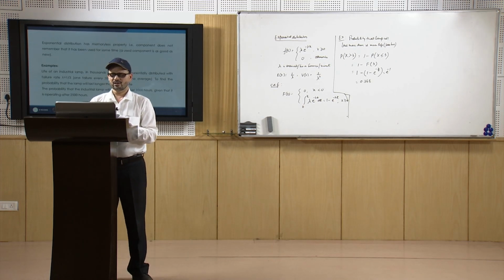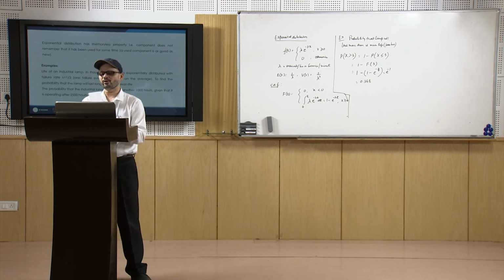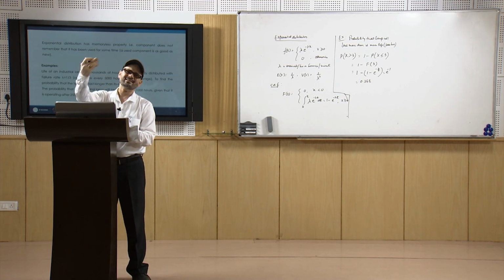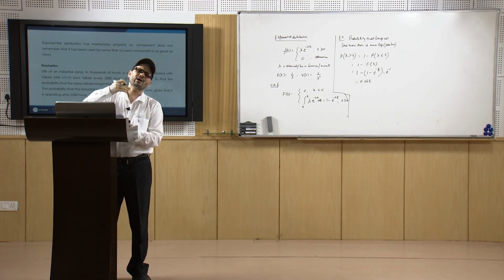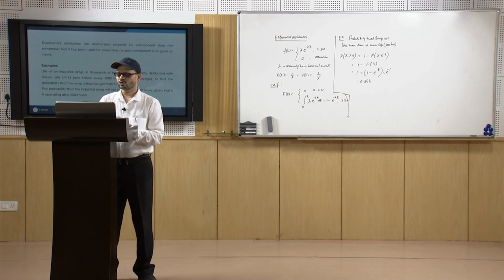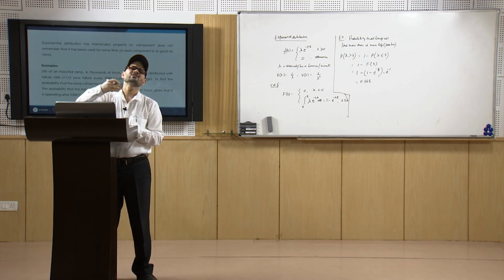It forgets; the component does not remember how much it has been used. That is known as the memoryless property. Now, the probability that it will be used for another 1000 hours means you have to find the probability that it will last for 3500 hours, given that it has already been used for 2500 hours. It is nothing but the probability that it will be used for more than 1000 hours.